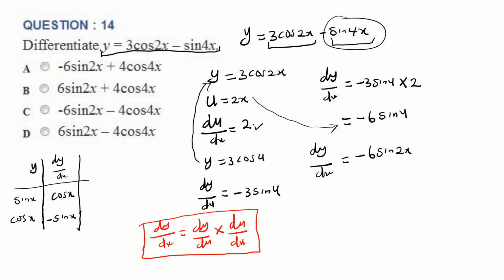Now we are done with the first part, which is, I said we should close our eyes to this. So we are done with this part, which is 3 cos 2x. Let's keep that at the back of our mind: 3 cos 2x differentiates to minus 6 sine 2x. And let's go back to the second part, which is sine 4x. I'm going to clean this off. Yes, let me clean this off.